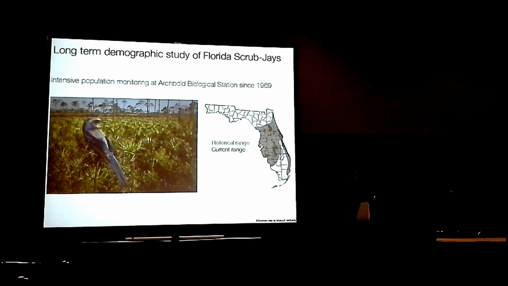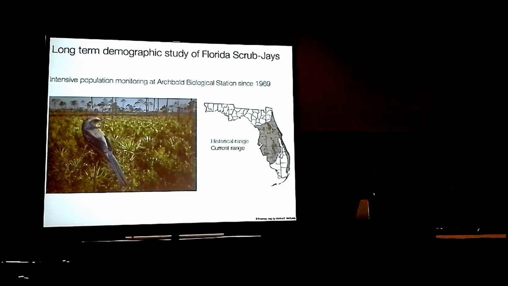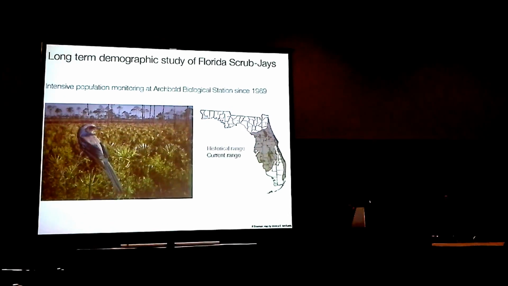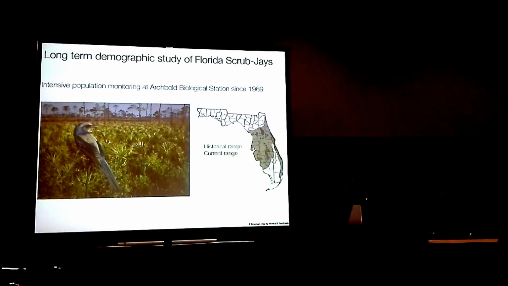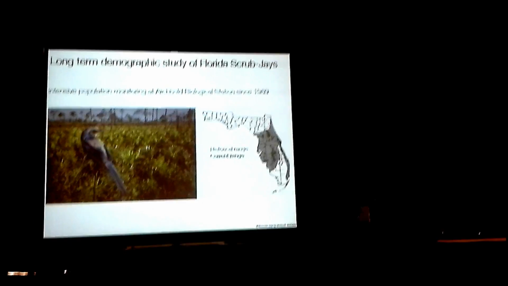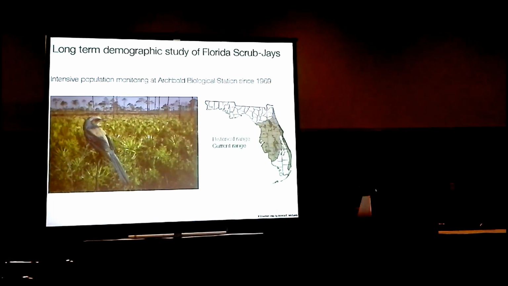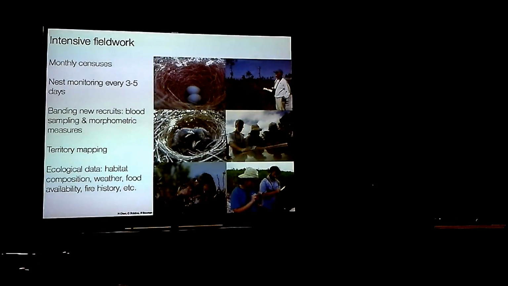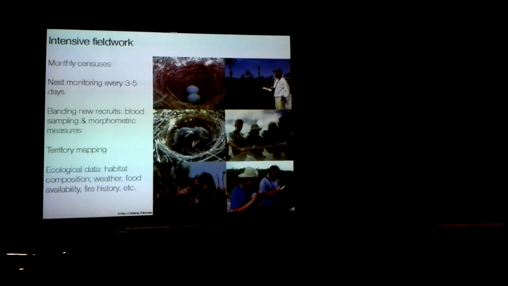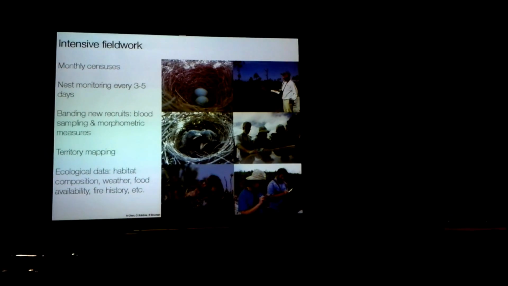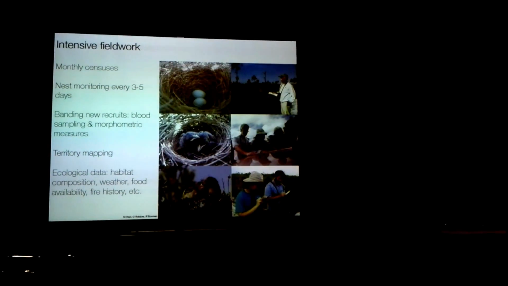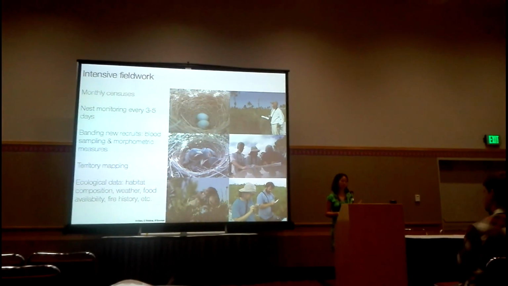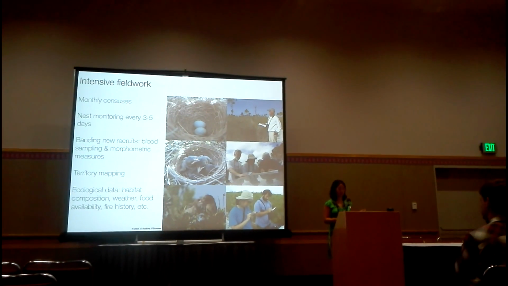And so I work on one such system. The system I work on is the Florida scrub jay, Aphelocoma coerulescens. A population of these scrub jays has been intensively monitored at Archbold Biological Station since 1969. And by intensively monitored, I mean really intensively monitored. So we have really accurate data on individual lifespans, as well as annual and lifetime reproductive success for thousands of individuals in our population. Every nestling and immigrant into our population has been banded and blood sampled.